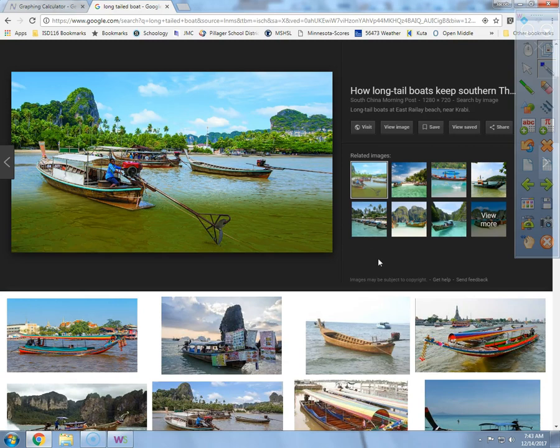Hey, here's a long-tail boat. Kind of native to the Southeast Asia area. You can see why it's called a long-tail boat. Typically what happens is they attach a propeller, a boat motor, to some sort of car engine, something like that, and they extend it way out there.